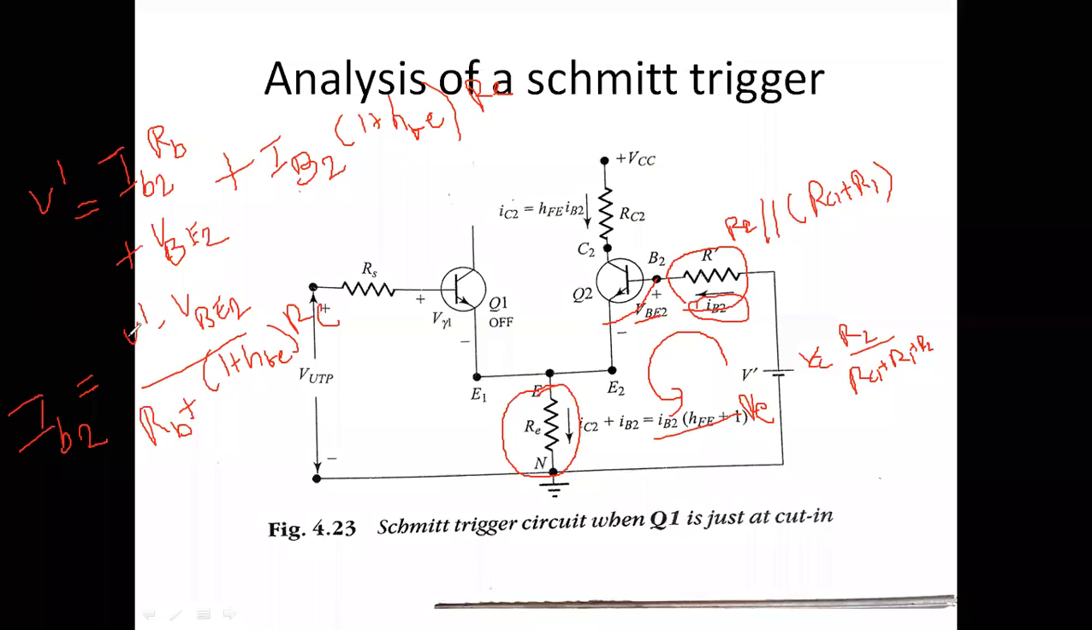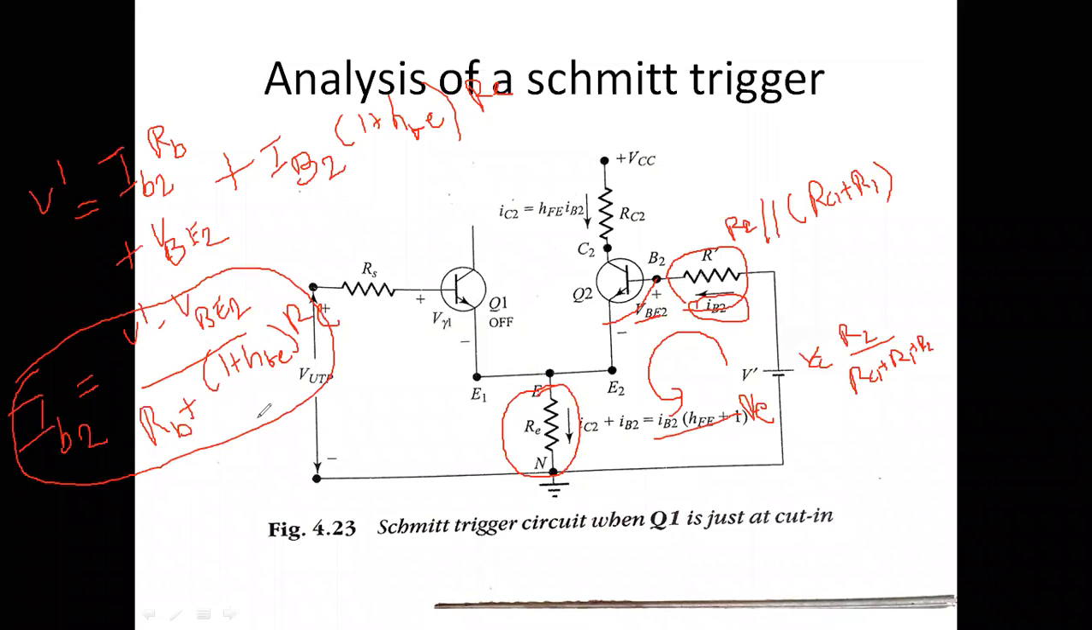IB current is nothing but V dash minus VBE2 divided by RB plus 1 plus HFE into RE. This is the voltage. Okay, this is the current flowing in our circuit. Please note down this equation.